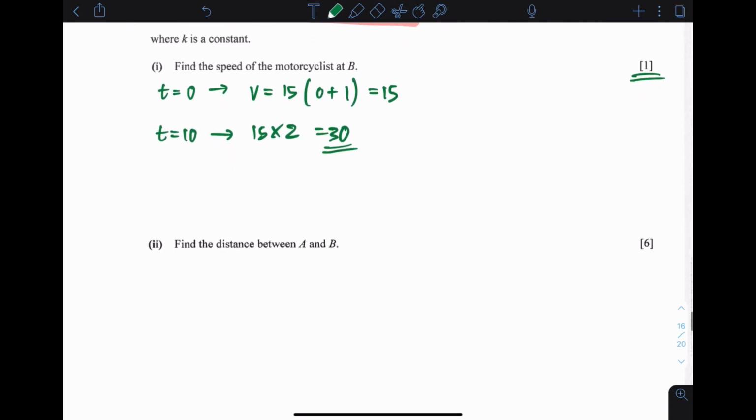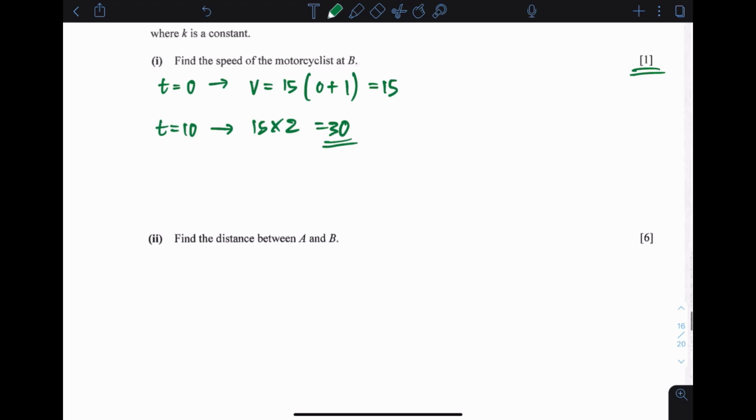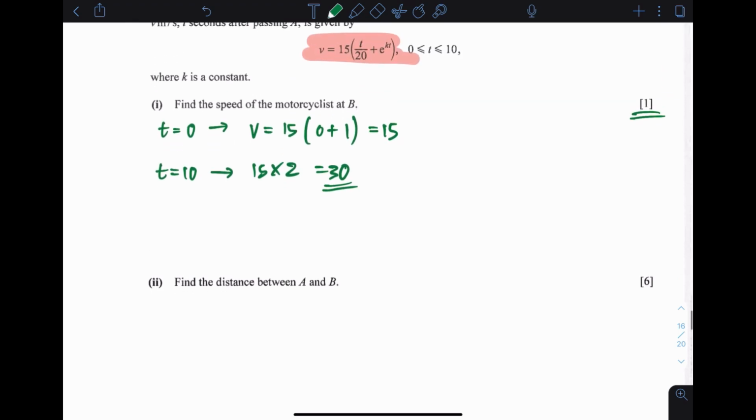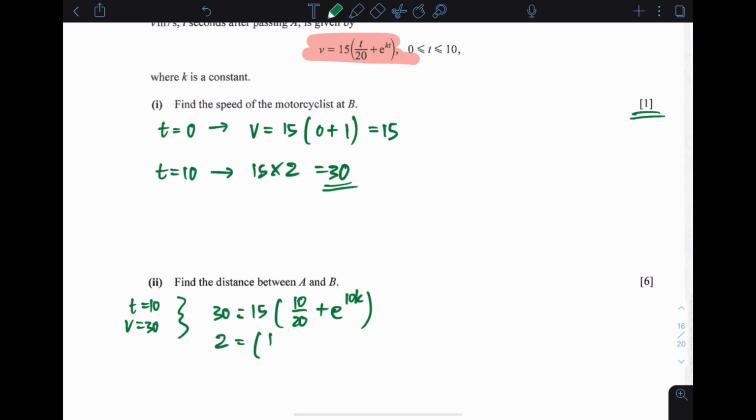Now, how about the distance between A and B? Let's try to continue what I said just now. I'll use the equation here. When the time is 10, the velocity is actually 30, right? Put down the formula. 30 equals 15, bracket, time is t, which is 10 over 20, plus e power of 10k. Divide the 15 away, I get 2. 10 over 20 is half, plus e power of 10k.